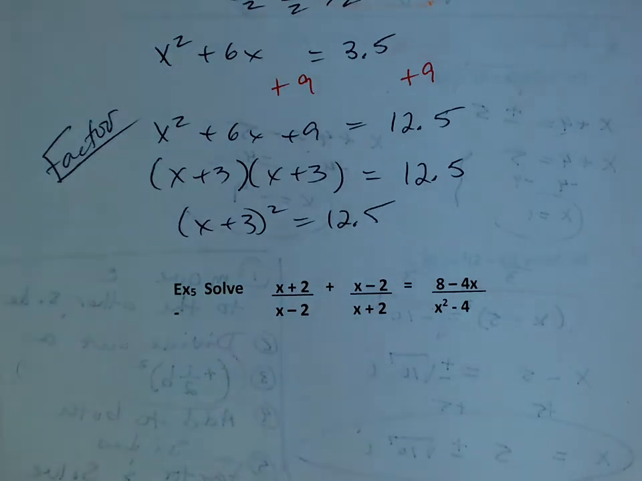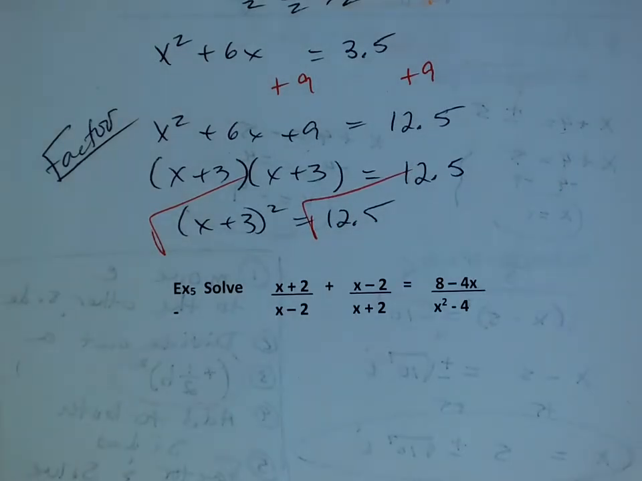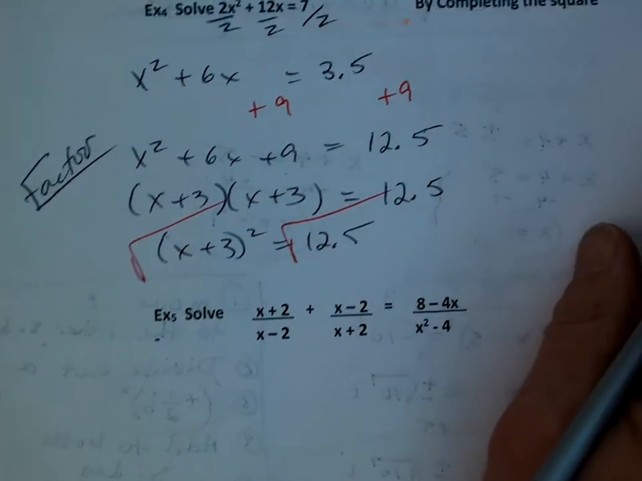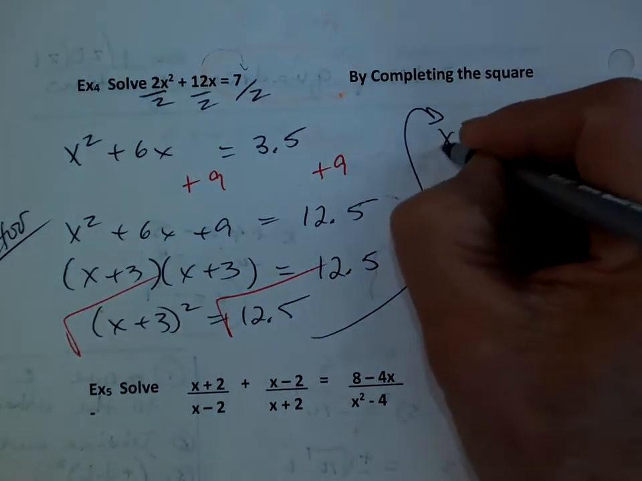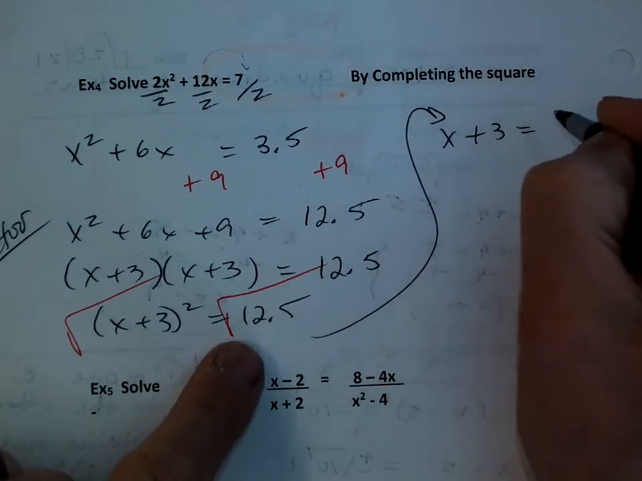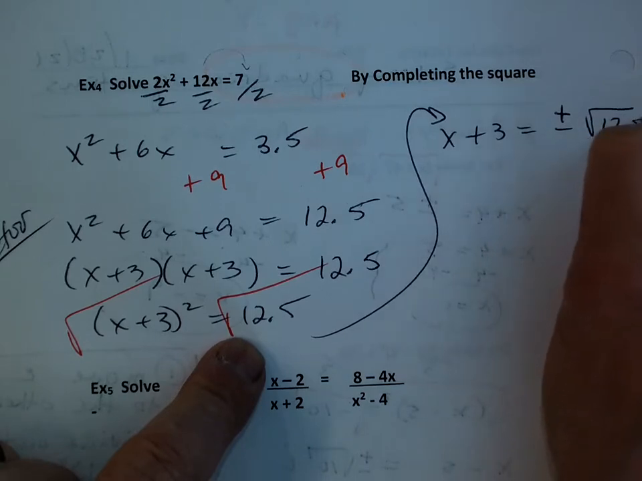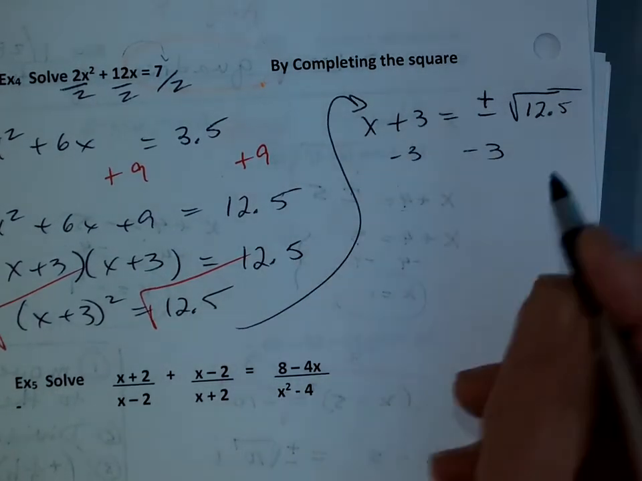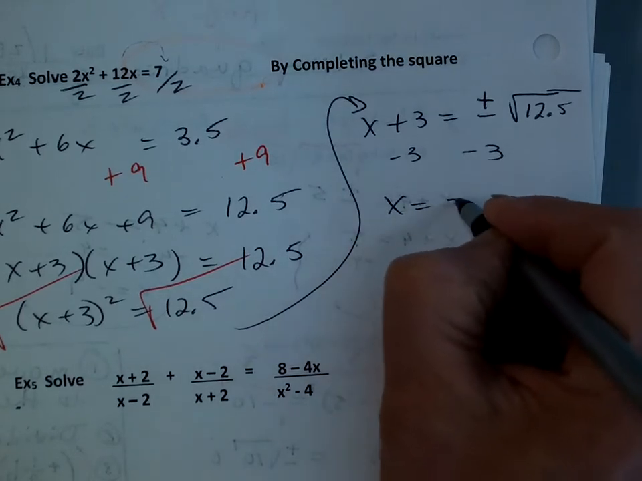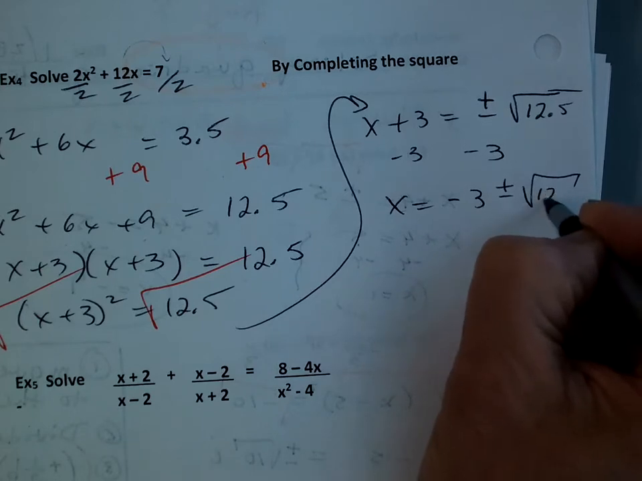Square root, right? I'm running out of room, so I'll scoot it up here, okay? So I'll have x plus 3 equals 2 answers, plus or minus the square root of 12.5. And I'm just going to leave it like that, okay? 2 answers, plus or minus, right? Minus 3, x equals negative 3 plus or minus the square root of 12.5.